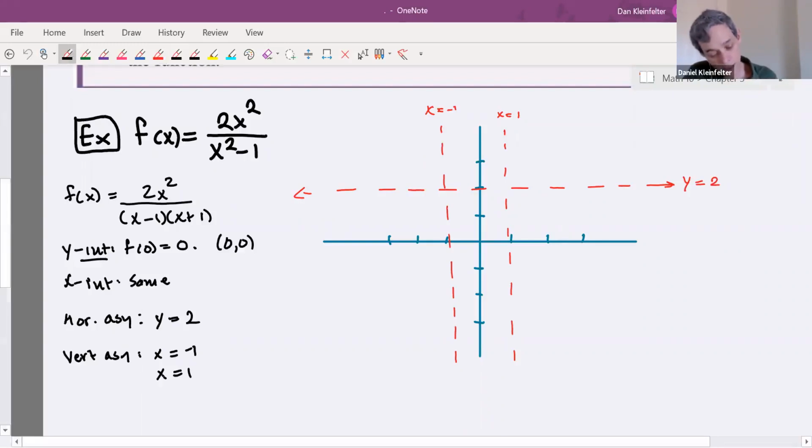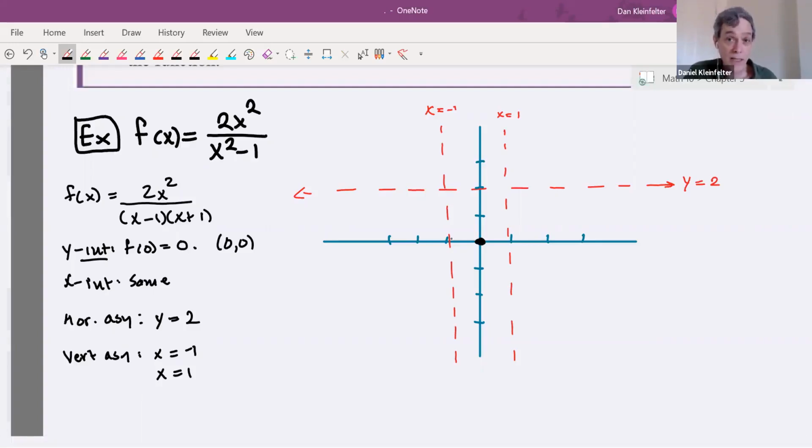So this one, it passed through the origin, right? That was the only intercept that it had. And then for the two vertical asymptotes, the multiplicities were both 1, which is odd, so the behavior is going to have to be opposite on either side. So we need to think about where to begin drawing the graph.